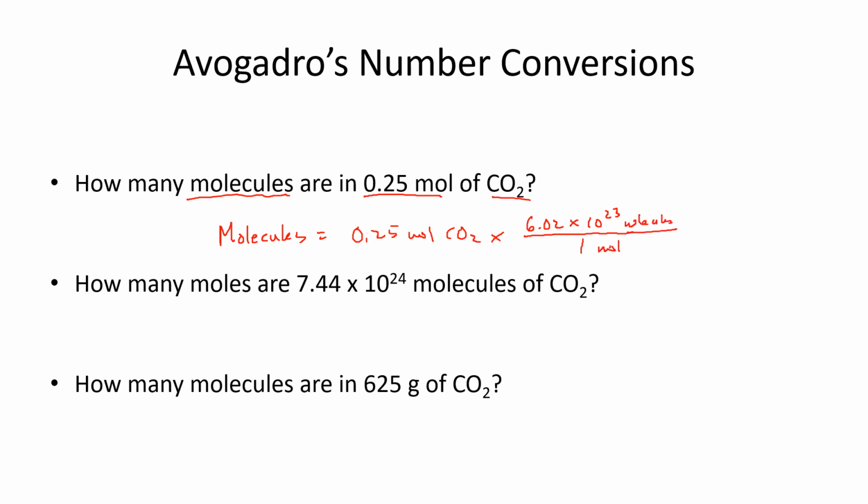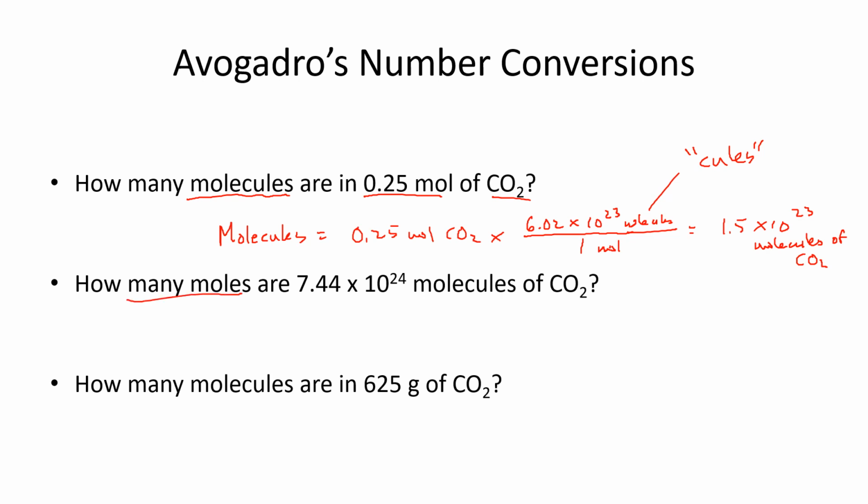There is no short form for molecules that I know of. Some students have shortened it to cules sometimes. It's up to you what you want to do, but I'll try to write it all out whenever I'm doing it here. Okay, so 0.25 times 6.02 times 10 to the 23rd is 1.5 times 10 to the 23 molecules of CO2. Great.